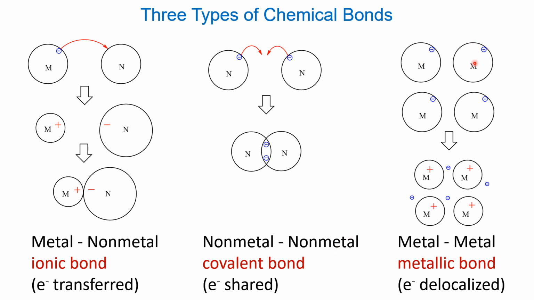When you have metals, metals will form a metallic bond. The metallic bond is more like those cations of the metal. You can treat them as islands in a sea of electrons. So the electrons are delocalized. So that is called a metallic bond.